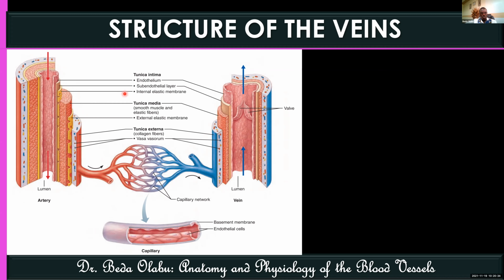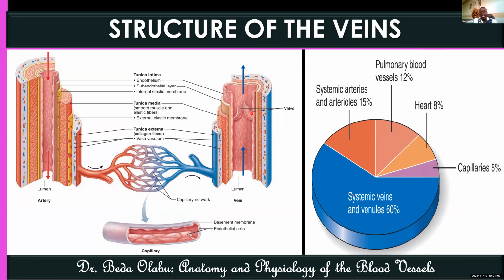Veins do not have the internal elastic lamina. The arteries have. But importantly, the veins have valves which allow blood flow in one direction. The arteries don't have the valves, but the veins have the valves. Those are the differences between arteries and veins.